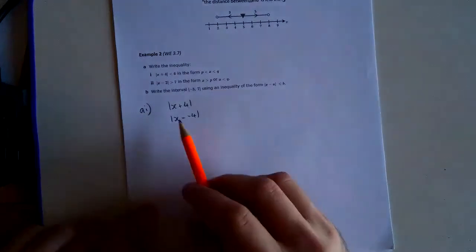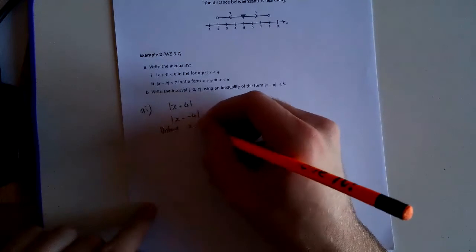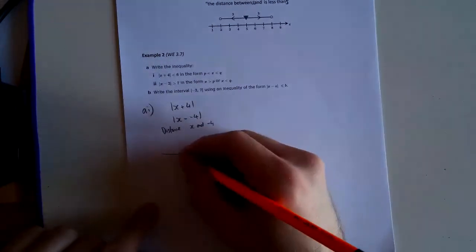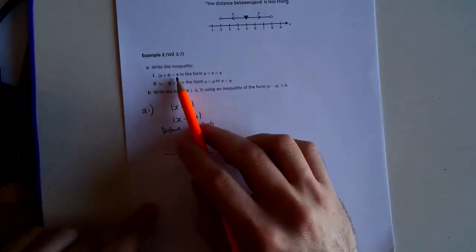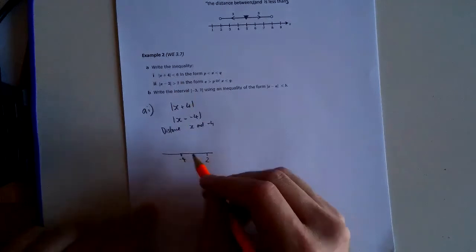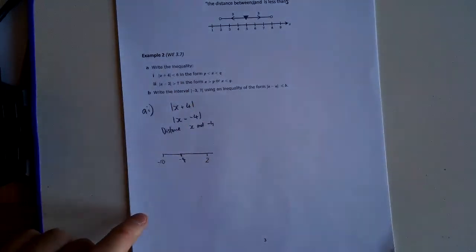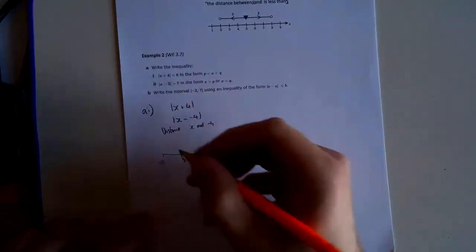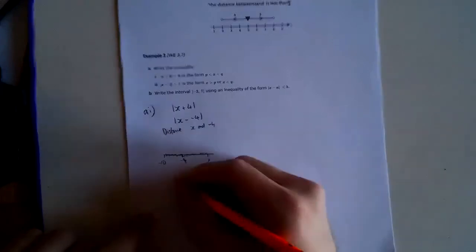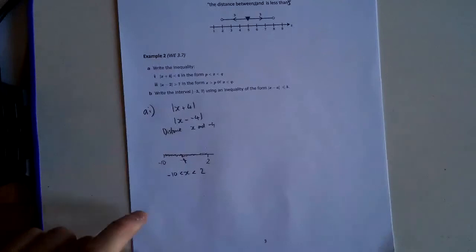So it's the distance between x and -4. So I'm drawing a line. Here's -4. And the distance is less than 6. Well, 6 this way will take me to 2. 6 this way will take me to -10. And I want the distance to be less than 6, so I want to be these numbers here. So I want x to be bigger than -10 and less than 2.